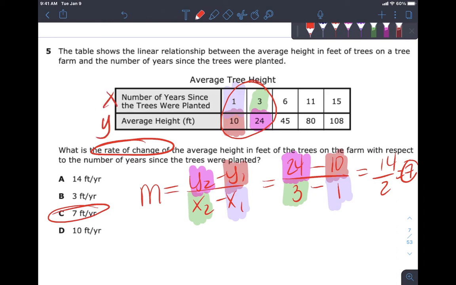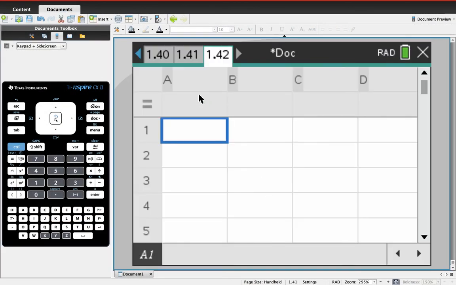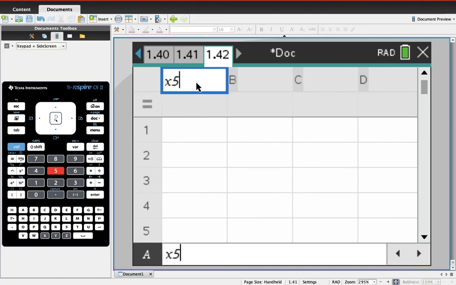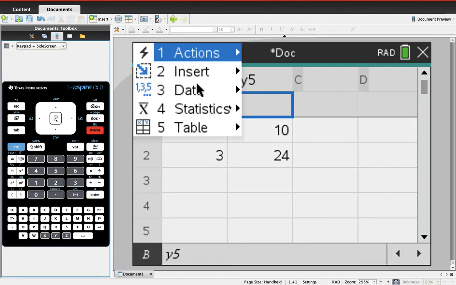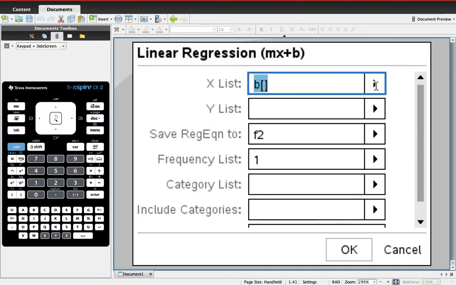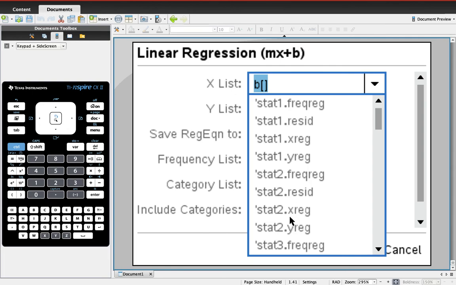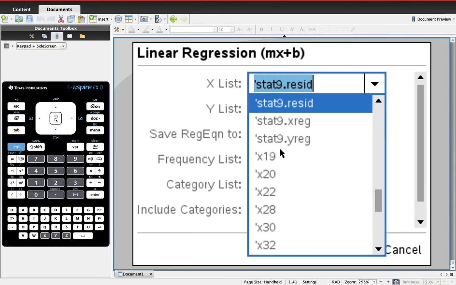I need to input my x's and my y's into my calculator and run a linear regression. So these are my x's from question number 5, my y's from question number 5. And I already previously typed them in. So I'm going to go ahead and run my regression. I'm going to do linear regression, y equals mx plus b. I am going to select the x's from number 5.